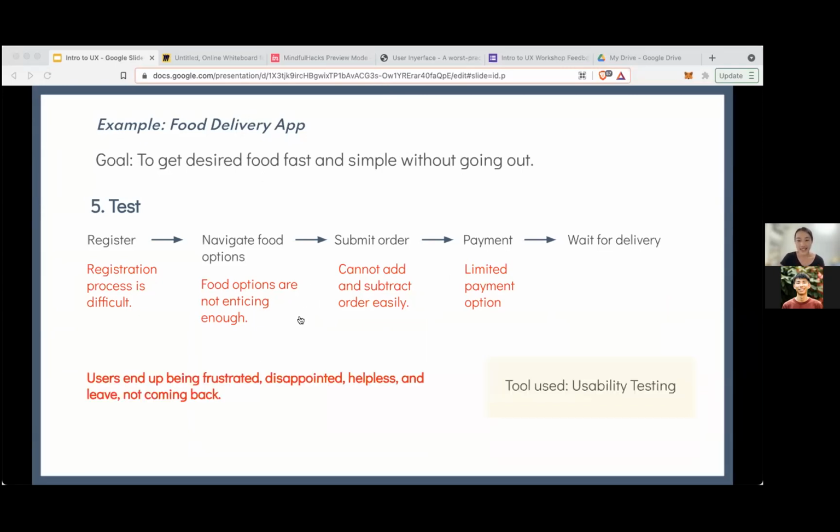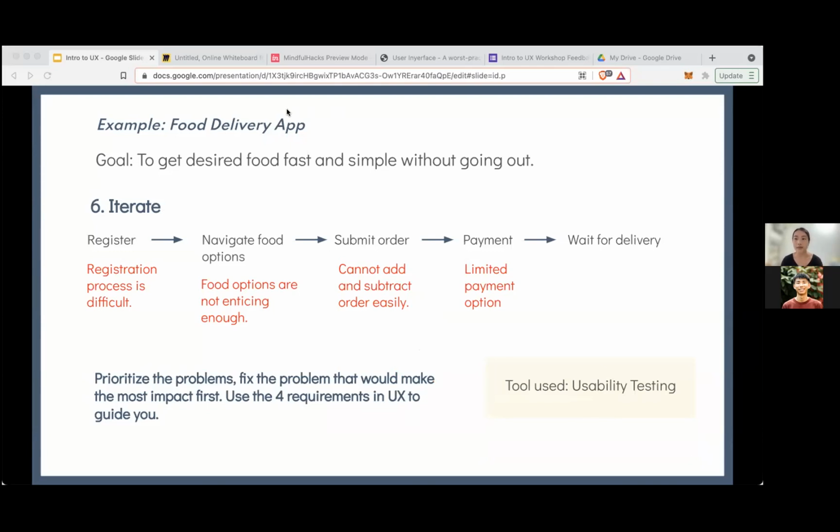So in this case, imagine that if you release this kind of product out to the market, what will happen? The user will end up being frustrated, disappointed, and then just leave your product and not come back. So that is why testing early is important whenever you're designing a product. So in this case, what the designer needs to do next is to refine all the problems that they have by prioritizing the problems.